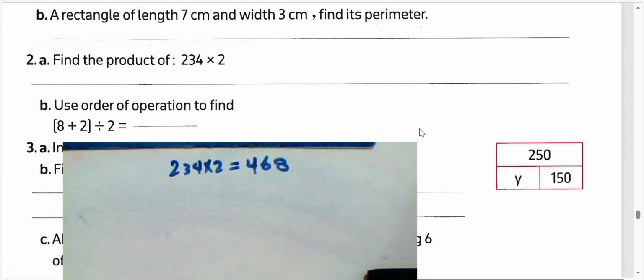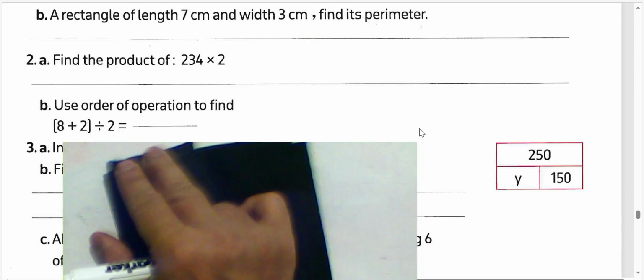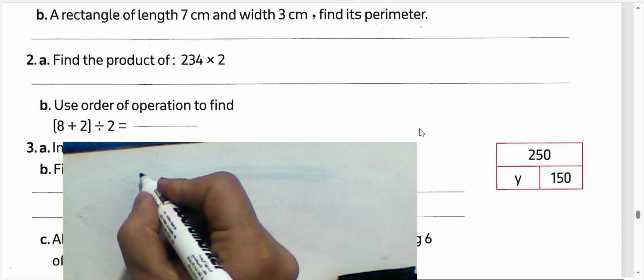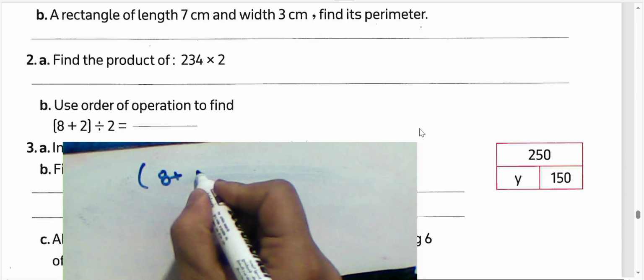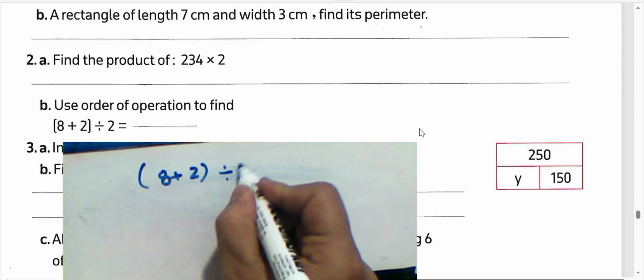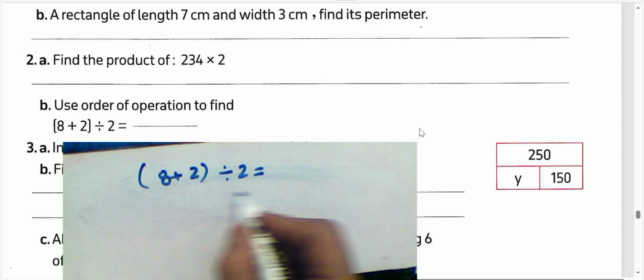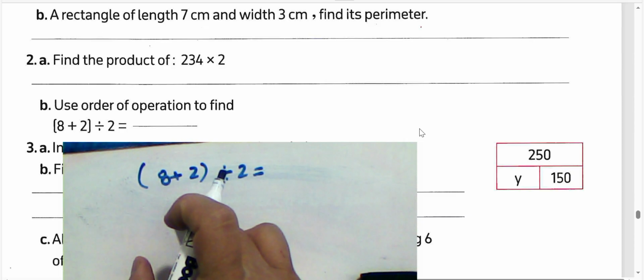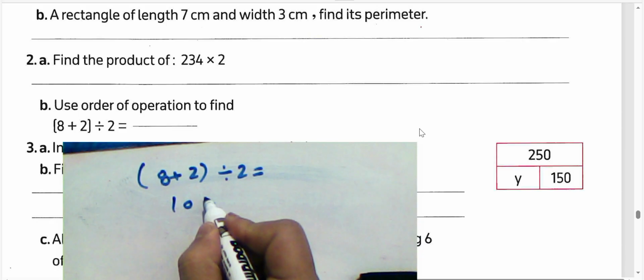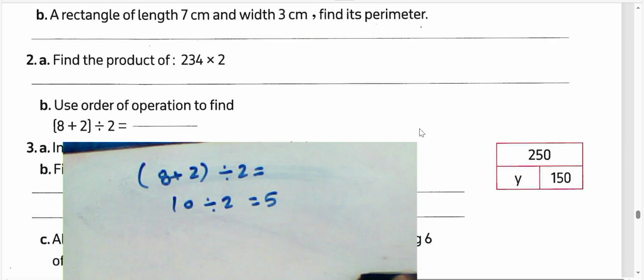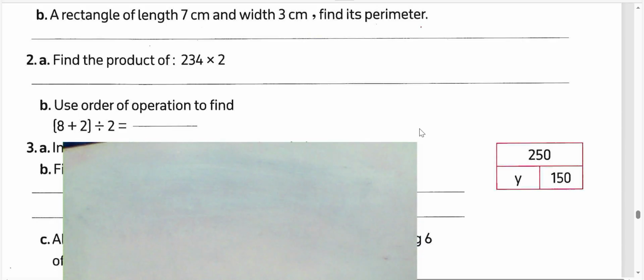Next example. Use the order of operations to find the answer. We know parentheses first, exponent next, multiplication and division in the same step, then addition and subtraction, from left to right, first come, first served. Parentheses first: 8 plus 2 equals 10. 10 divided by 2 equals 5. Then the answer here will be 5.